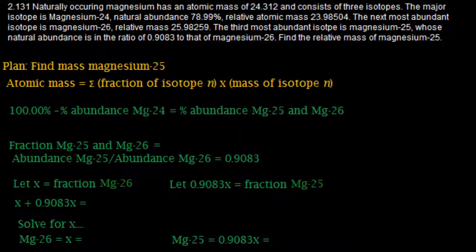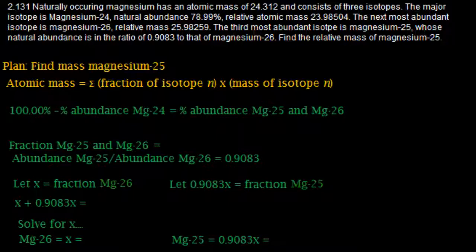So this may seem a little daunting at first. They're going to give you a lot of information and you may not know how to use these numbers that they give you. So I always start off slow. I want to plan out what I want to find and how I'm going to find it. So the main goal here is that we're going to be trying to find the mass of magnesium-25. And how we're going to do that is we're going to use the formula we learned from earlier in this chapter. And that's going to be the atomic mass is going to equal the sum of the fraction of each isotope n times the mass of each isotope n. And it's just going to be every isotope that they've given us. So that's going to be magnesium-24, 25, and 26.